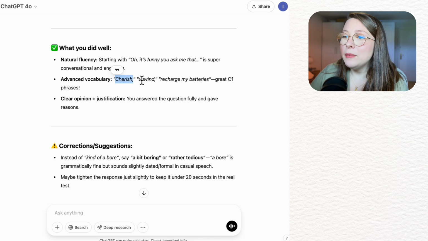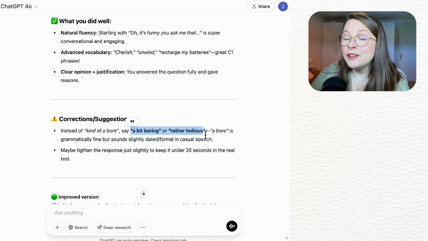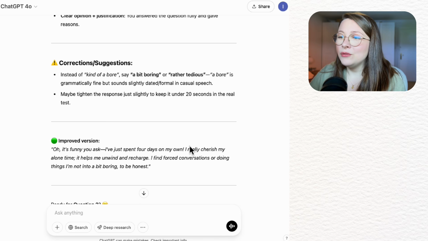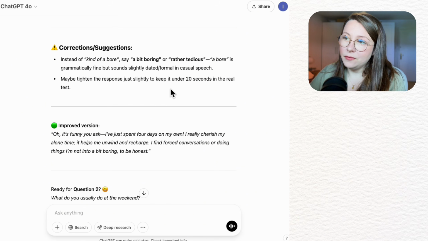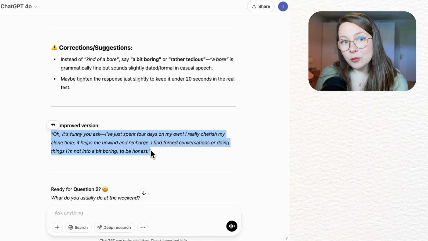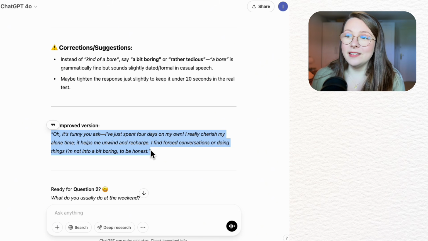They liked my vocabulary, cherish, unwind, recharge my batteries. They've even given me a suggestion on a more advanced phrase I can use. Instead of a bit boring, I could say rather tedious. They said my answer was a little bit long, so also some good feedback. And they've even given me an improved version. So what you could do at home is practice speaking by reading these answers out loud.